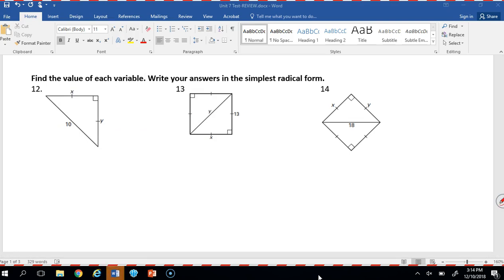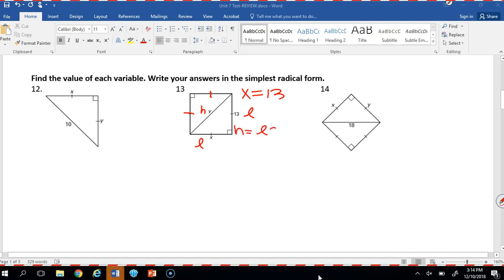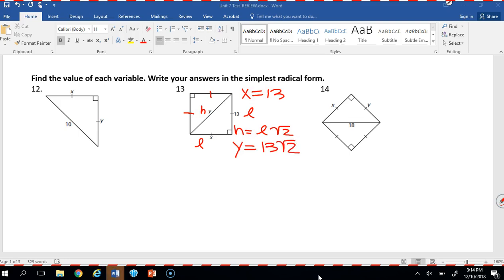Okay, so now here again, I notice that I have two sides that are congruent. If two sides are congruent, we know it's a 45, 45, 90 triangle. So we have that this is a leg, so that means this is also a leg over here. So if one of our legs is 13, then the other leg is going to be 13. So that means x is going to be equal to 13. And then we're just going to use our formula because we know that this is h, our hypotenuse. So h is equal to L square root of 2. And our L was 13, so y is equal to 13 square root of 2. So there's our two answers for a 45, 45, 90 triangle again.